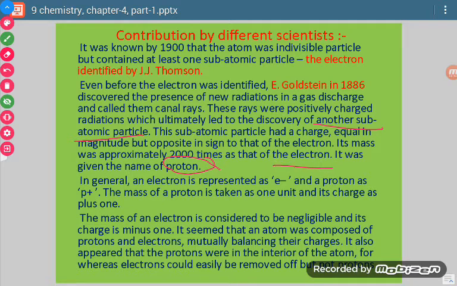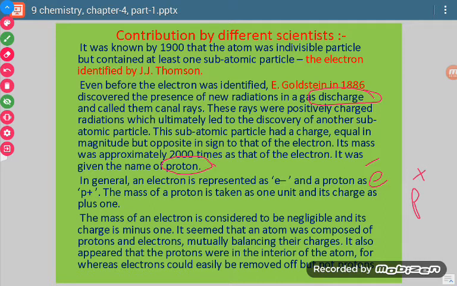Okay, so what we can say now is that J.J. Thomson was the scientist who discovered the electron, and E. Goldstein was another scientist who performed one experiment called the discharge tube experiment. On the basis of that experiment, he discovered another subatomic particle, and that particle is named proton. The mass of proton was about 2000 times the mass of electron. Electron can be represented like this, e negative. Proton can be represented like p positive.